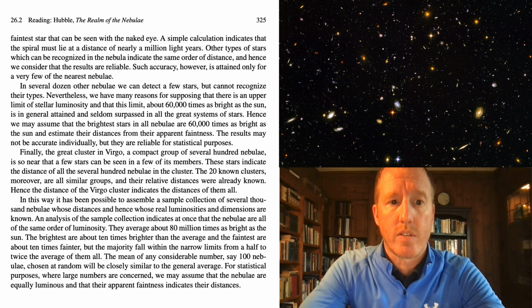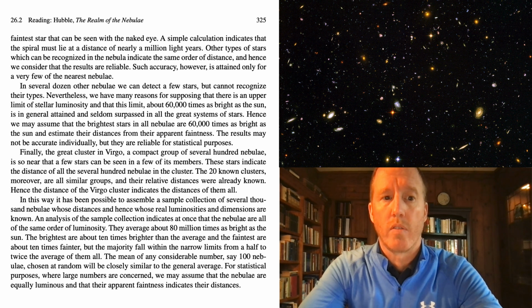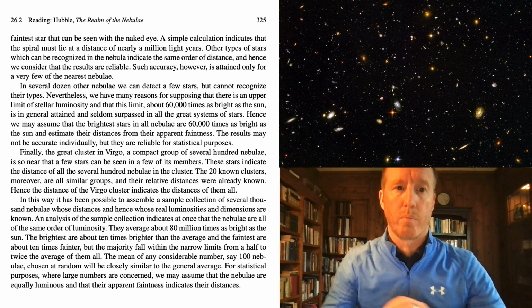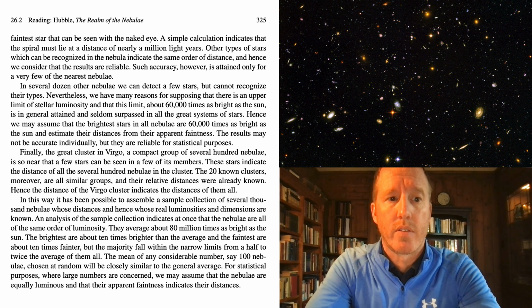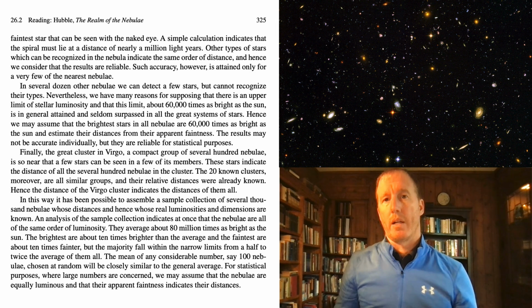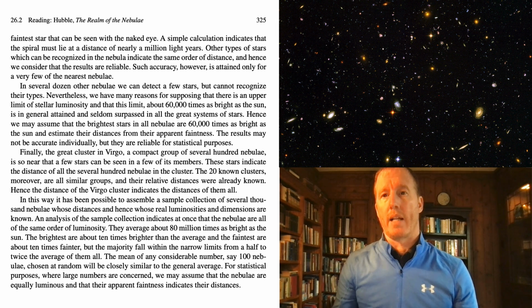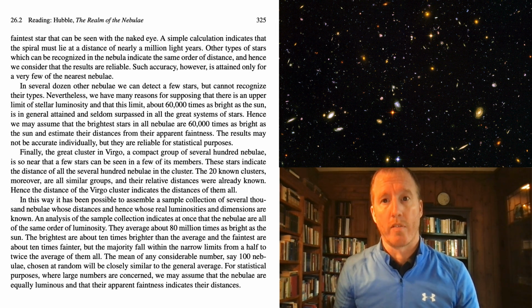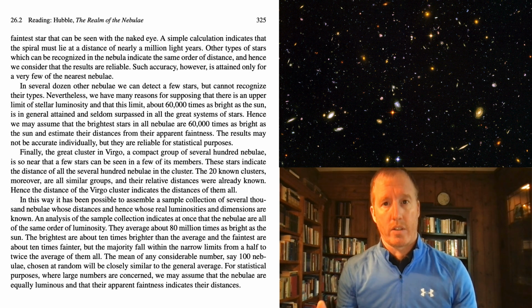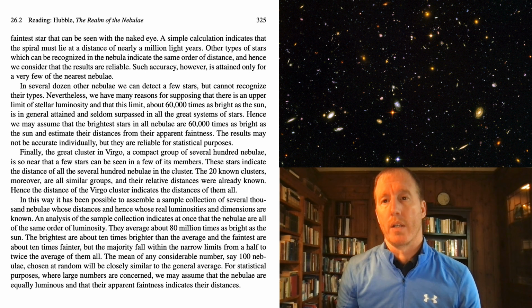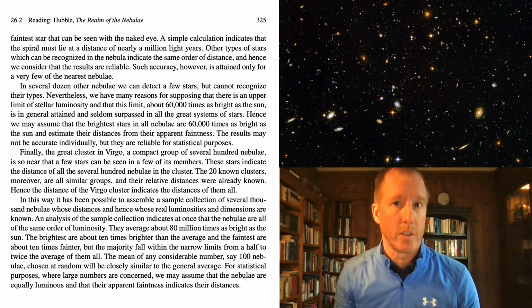An analysis of the sample collection indicates at once that the nebulae are all of the same order of luminosity. They're about the same intrinsic brightness. They average about 80 million times as bright as the Sun. So in other words, by looking at these cepheid variables within some galaxy clusters, determining how far those are away from us, we can determine that all of these galaxies are roughly the same luminosity. That is, all these galaxies are about 80 million times as bright as our own Sun. So they contain about 80 million suns.